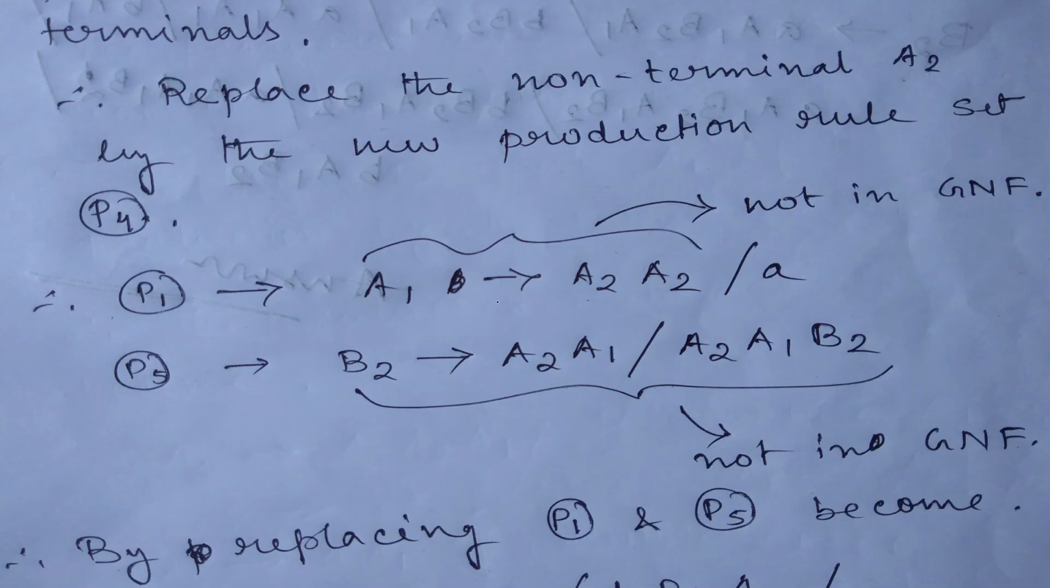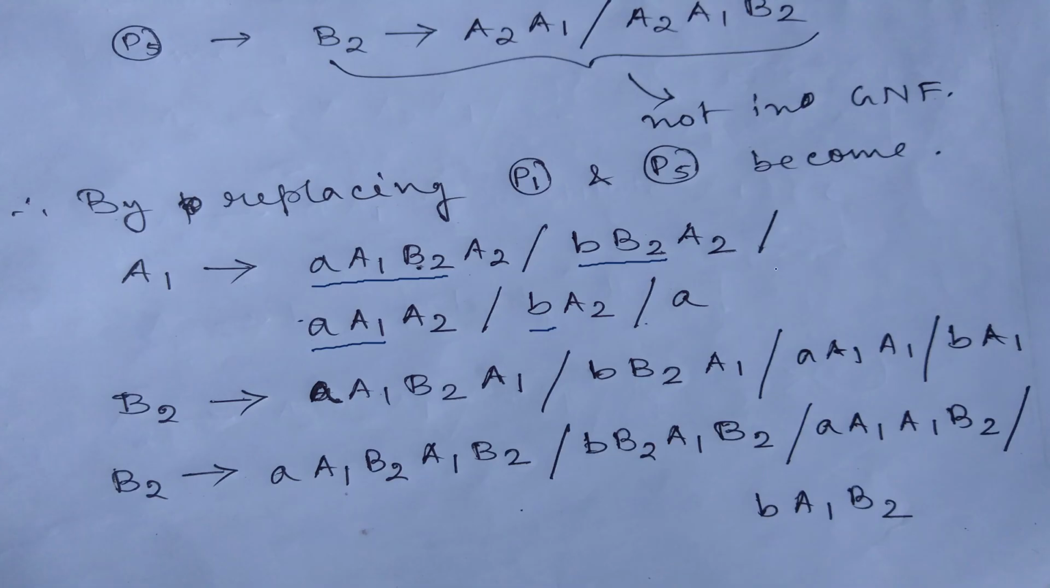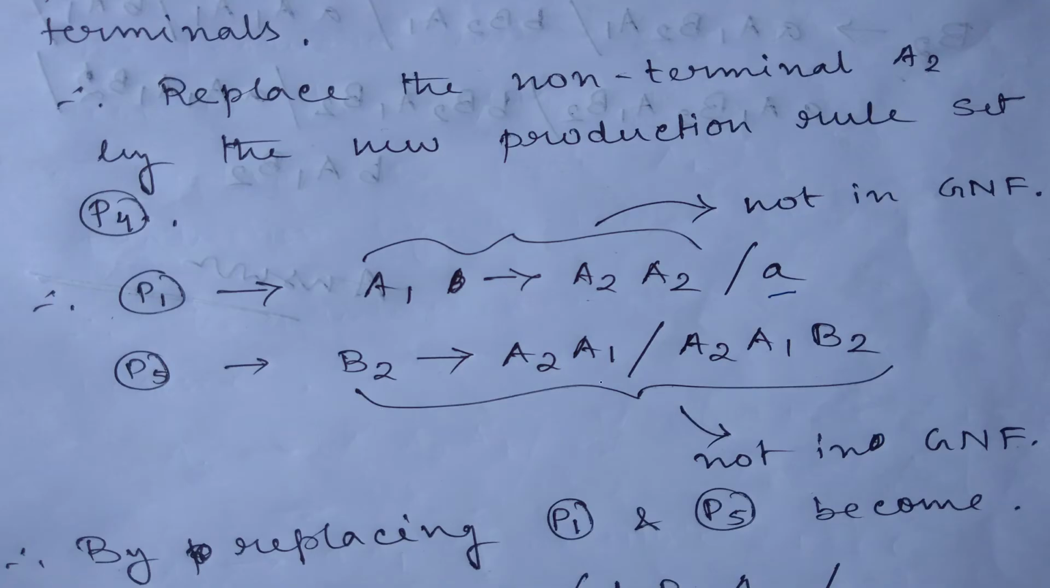But you cannot forget this part, because A1 to small a was already in GNF, right? That's why you have to add this a also. So as a whole, the production rule A1 becomes like this. Fine. Now similarly, B2 was something like this: B2 to A2 A1 or A2 A1 B2. Now what do I have to do? I have to replace this A2 and this A2 by those 4 options.